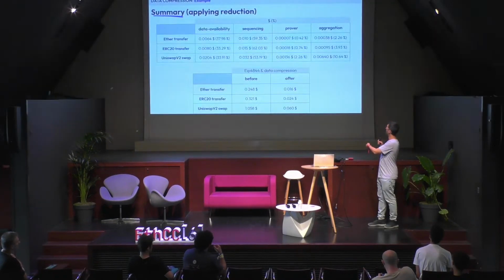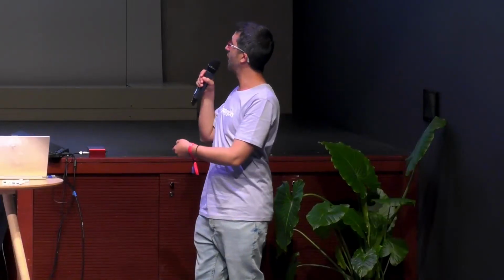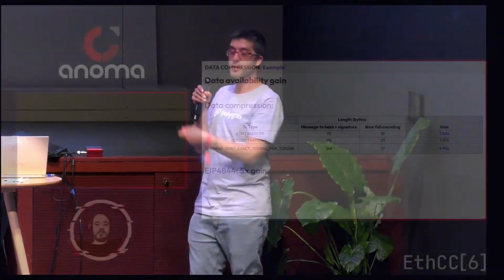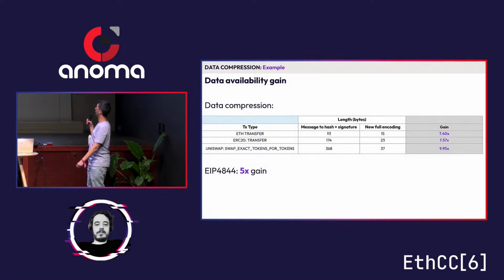I would say this is a standard Ethereum transfer. If you take the data of an Ethereum transfer and then you reduce it, we start from 111 bytes, take away 65, which is the signature, and then you reduce the to from 20 bytes to 1, and then you get this 15.